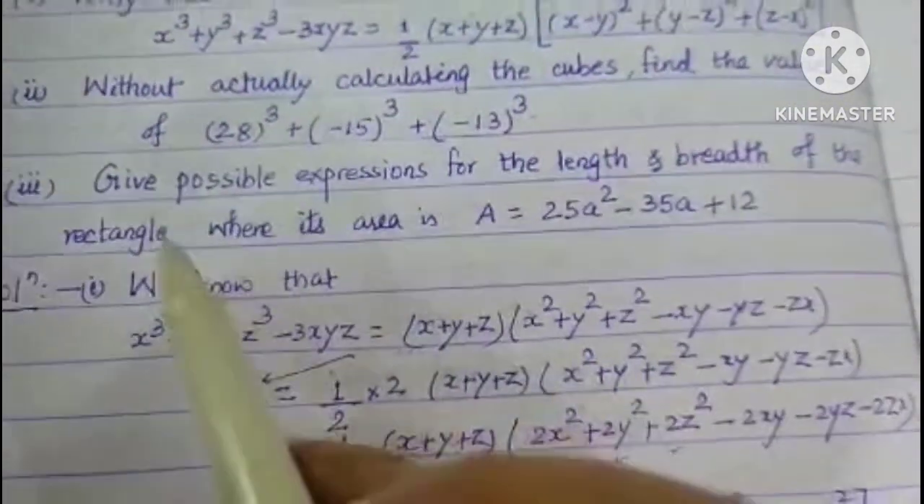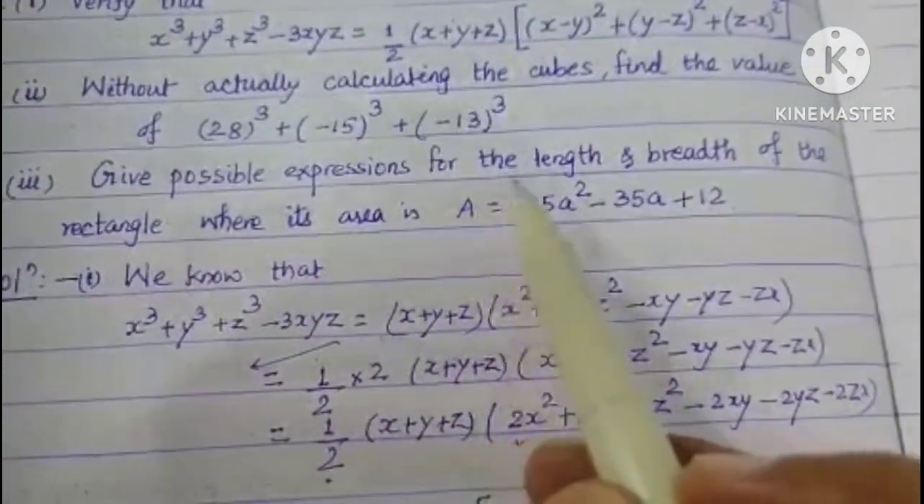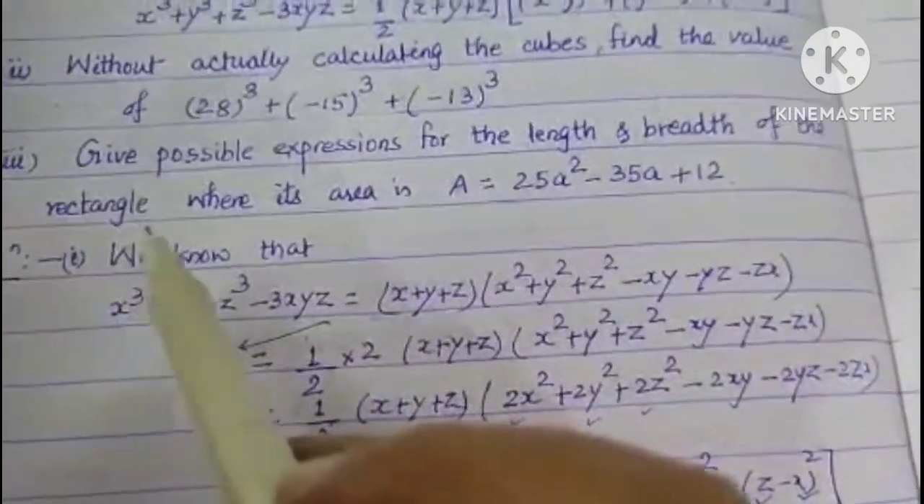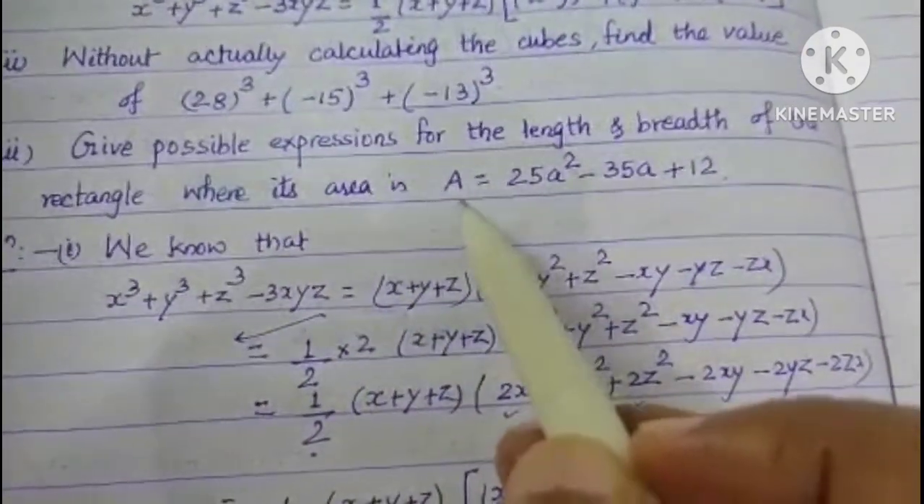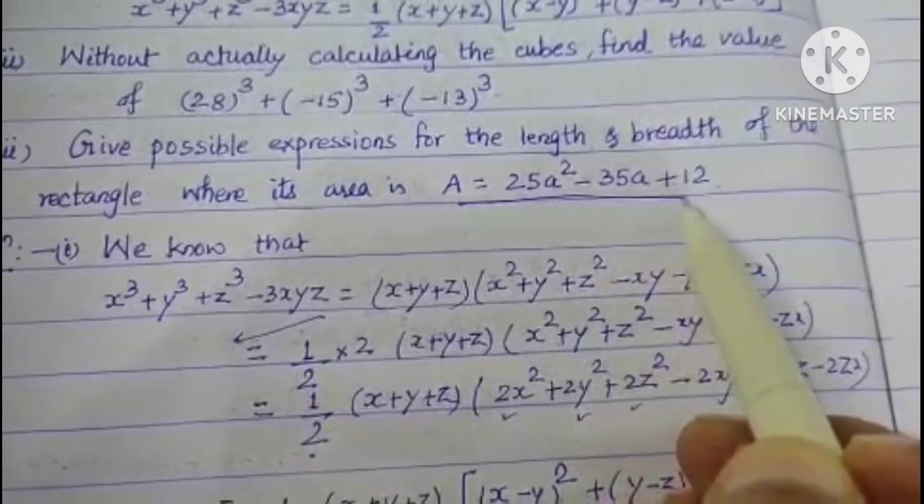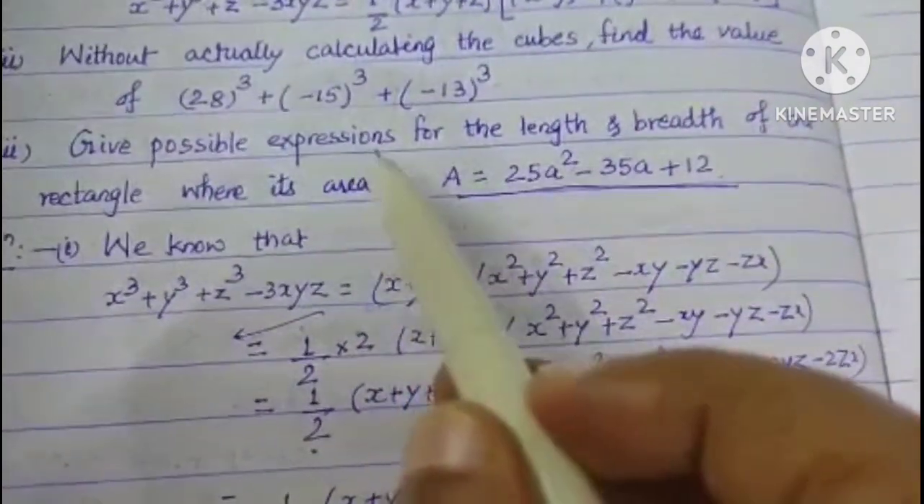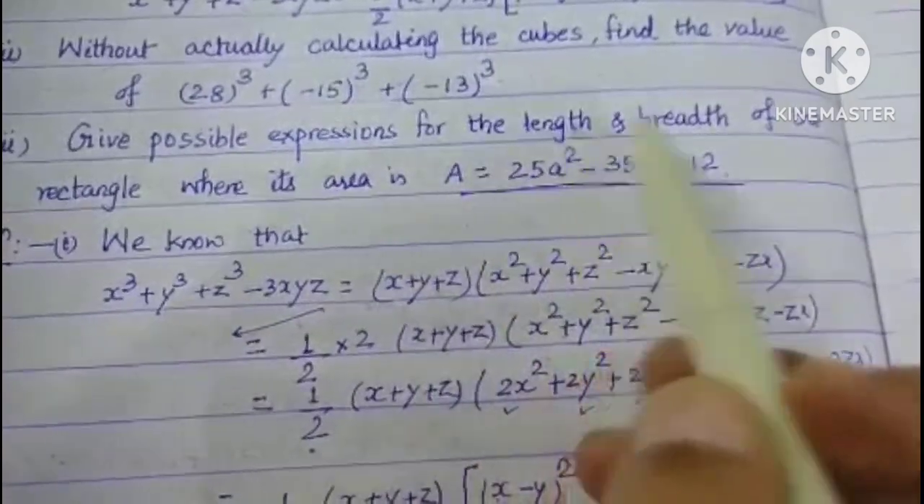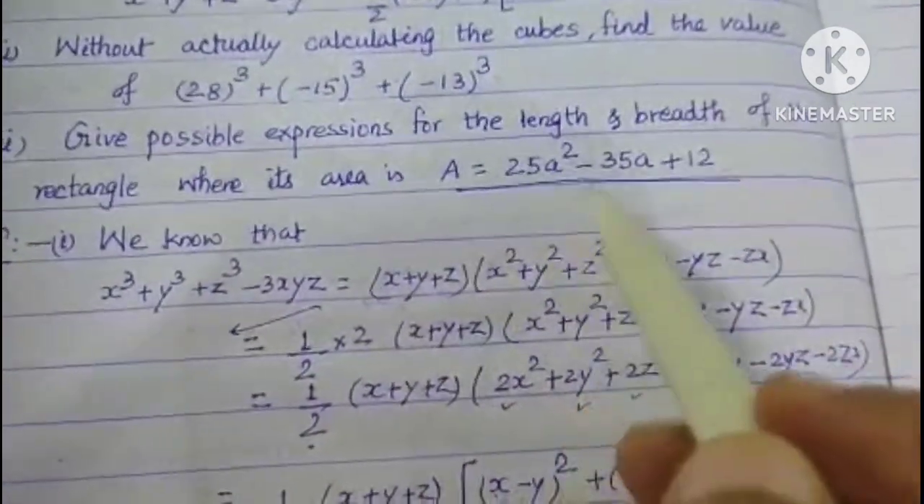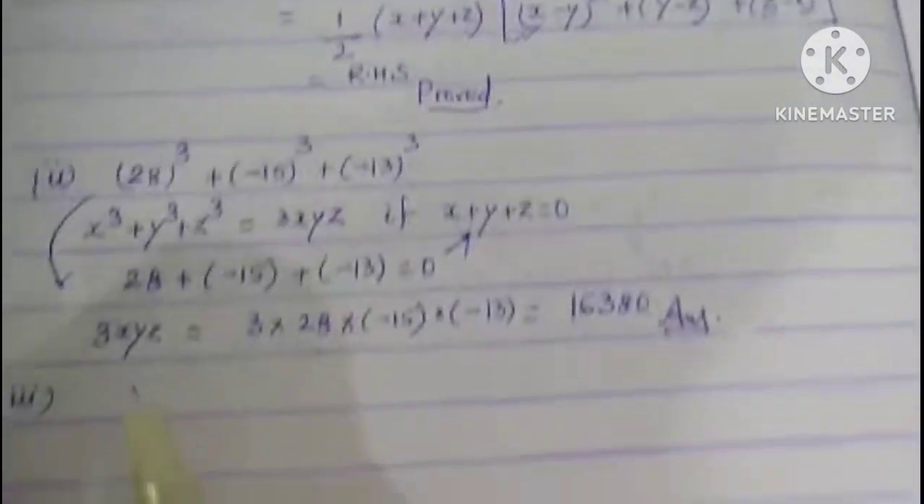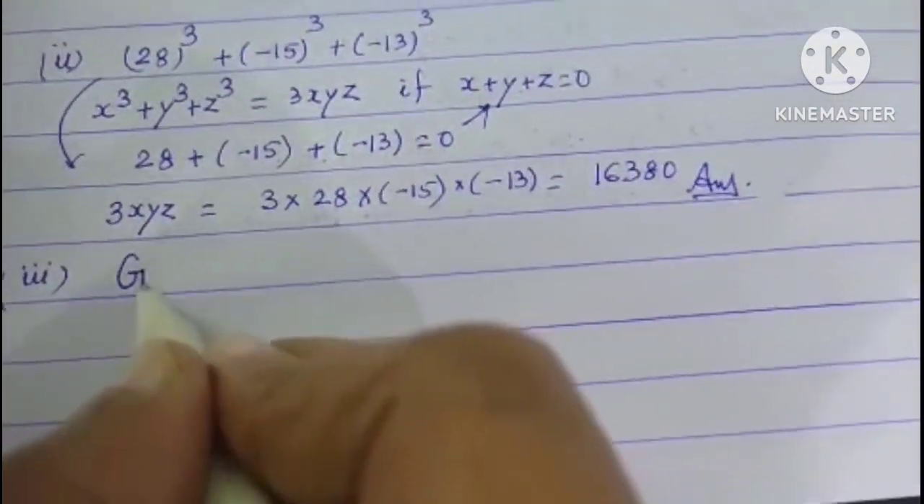Third one is give possible expressions for the length and breadth of the rectangle where its area is given by this one. A is equal to 25a square minus 35a plus 12. The area is given and we have to find the possible expressions for the length and breadth. So simply we have to factorize this one. Let us see what we get. Given is area.